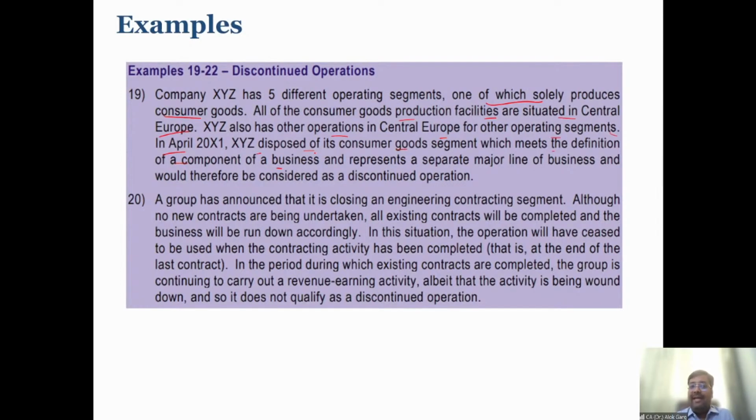Clear? So XYZ has disposed of the consumer goods segment, and it has 5 operating segments, right, one of which produces consumer goods, and all the consumer goods production facilities are situated in Central Europe, right? So they have disposed of their consumer goods segment, which is a major line of business, right? So it meets the definition of a component of business and represents a separate major line of business and would therefore be considered as a discontinued operation, right?